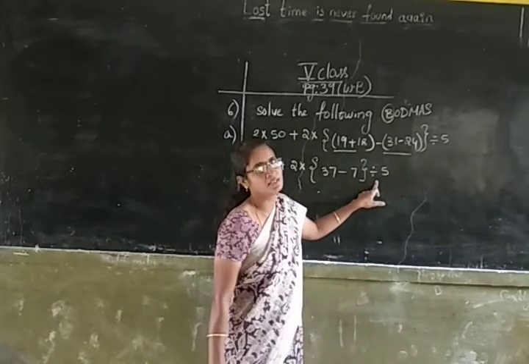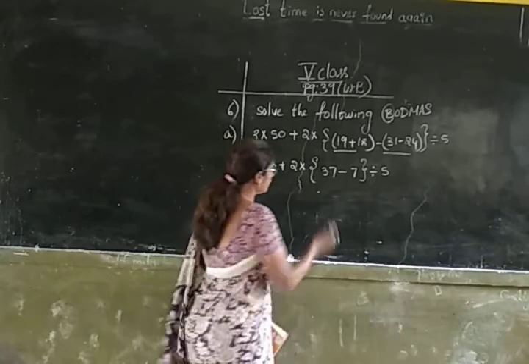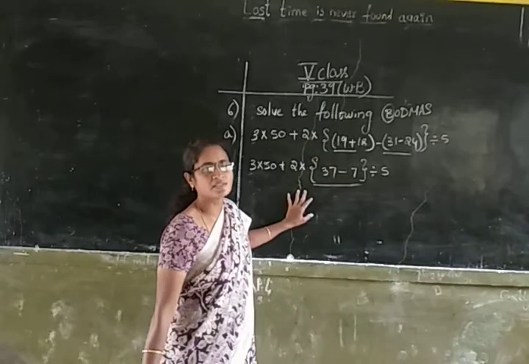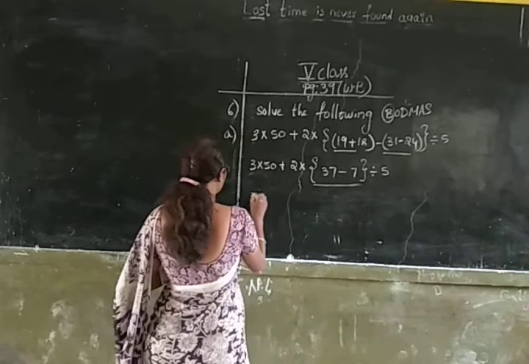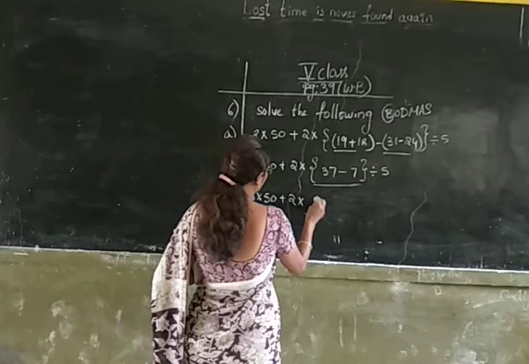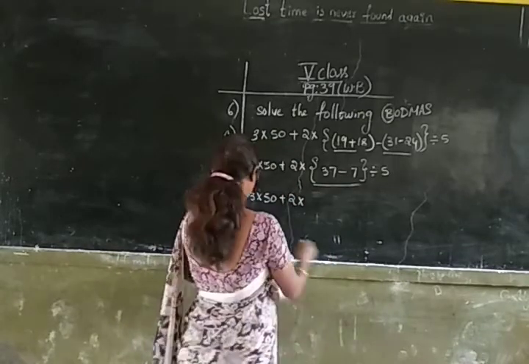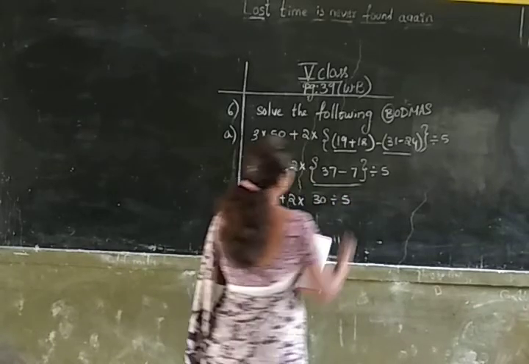So we have written here as divided by 5. Now we have to solve the terms inside the flower bracket. So 3 into 50 plus 2 into, 37 minus 7 is equal to 30, divided by 5.